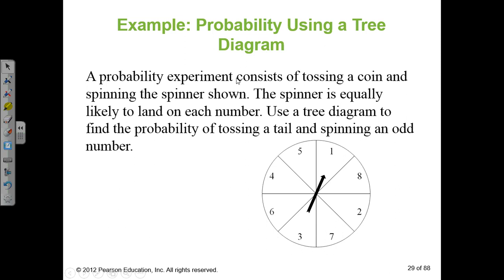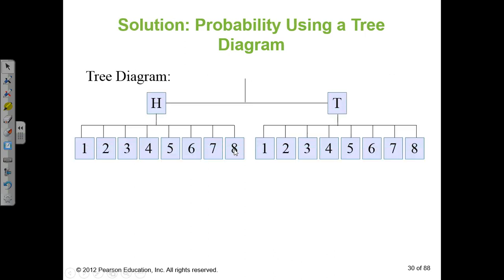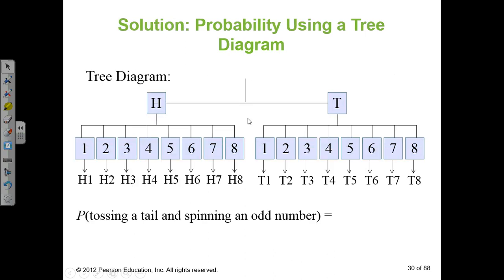Suppose we have a probability experiment consisting of tossing a coin and then spinning the spinner. Let's find the probability of tossing a tail and spinning an odd number. Well, the tree diagram looks like this. So tossing a tail and getting an odd number consists of T1, T3, T5, and T7. And it's 4 out of 16, or 1/4.